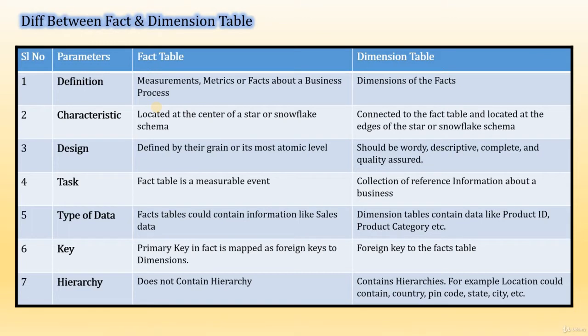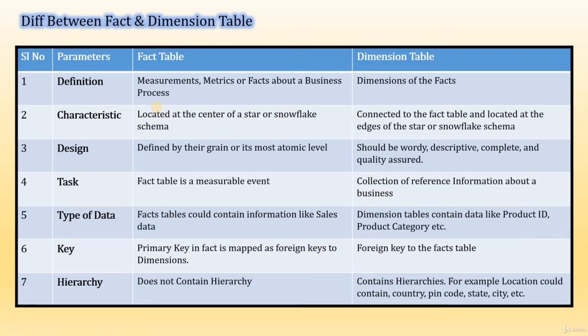Facts are the measurements and metrics about a business process, while dimensions describe the facts. We already discussed some of the measurements. For example, my name is Vijay Kumar, and Vijay Kumar has a height of 6 foot and is from India. These are some of the facts about me, but the name Vijay Kumar is a dimension. When we pull the data, the name and the height would come as a combination of my dimension, the name Vijay Kumar, and my height as 6 foot.